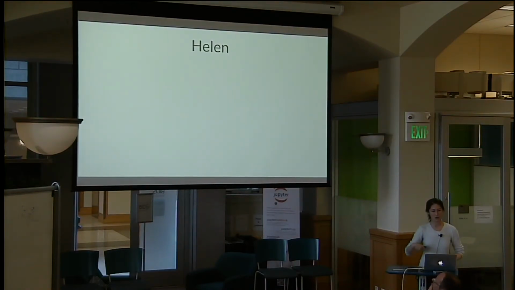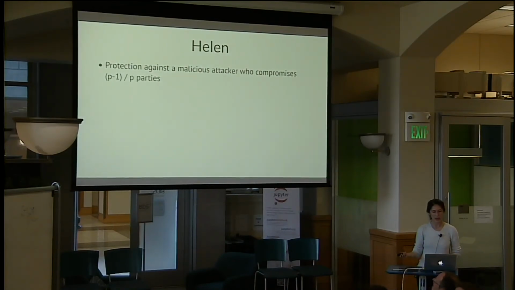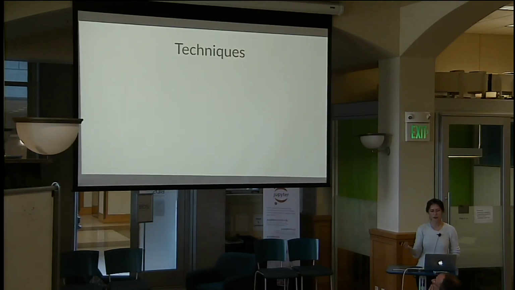So in our work, we designed and built Helen, which is a training system that is able to give you the strong security guarantees I mentioned before, where you have a potentially malicious attacker who can compromise a majority of the parties, right? And we decided to limit our scope a little bit and start with linear models, regularized linear models, which we think still solves a significant slice of machine learning and statistics problems, like cancer research, genomics, financial applications. So basically the use cases that we explored.